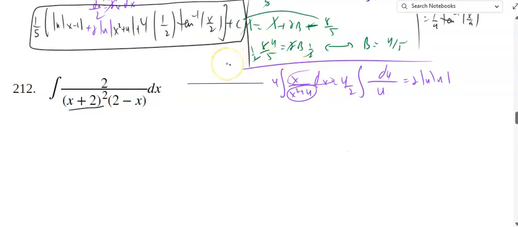Okay, I want to start another video. In the previous problem we had irreducible factors. Here we have a repeated factor. So the hard part of the problem is figuring out where this fraction comes from.